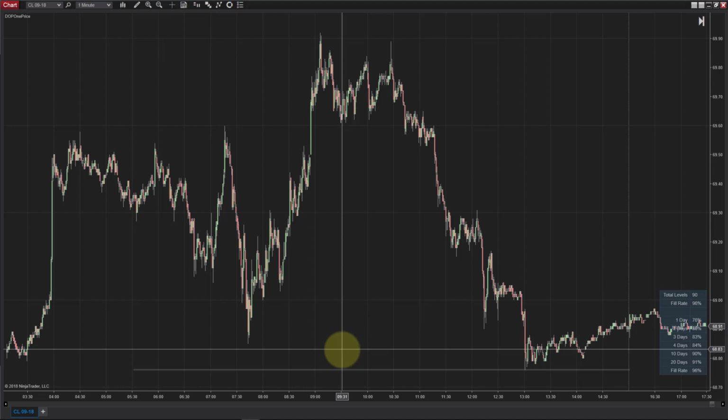So just learn it, practice it, and you know, the good thing about it is there's not a bunch of squiggly lines that you have to worry about what they're doing or lagging information. You're using something that very habitually reacts to the market.